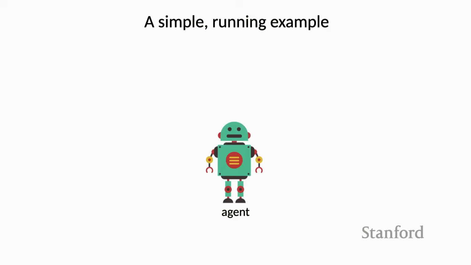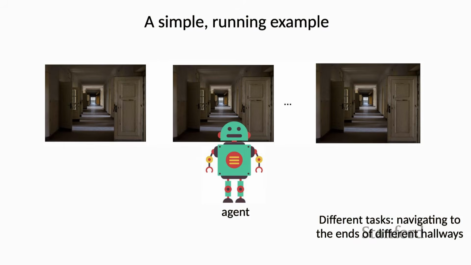Okay, so here's our robot. Here are the hallways. Different tasks correspond to navigating to the ends of the different halls, and we have some information about where to go. And if we look at that, information will be in the state about where the reward is for this task.